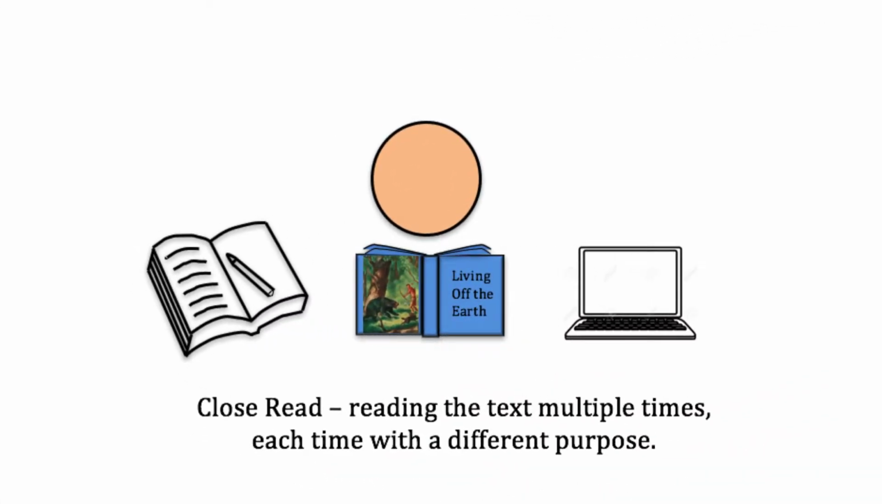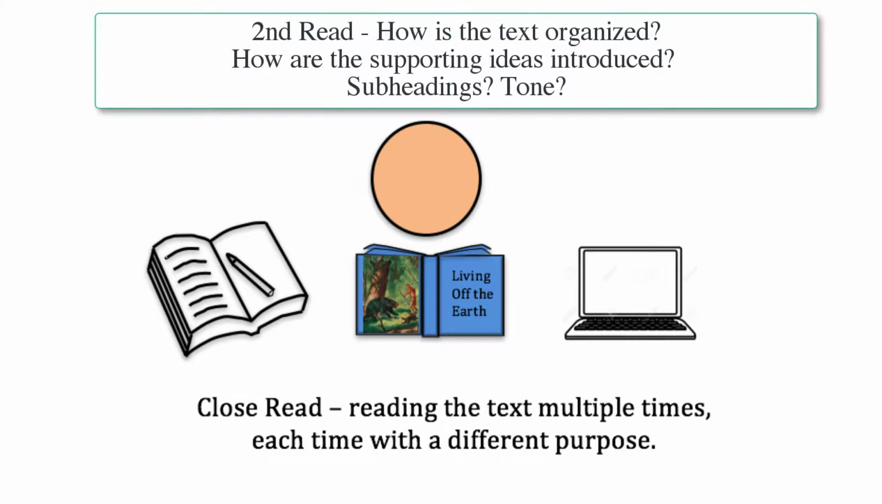Now you'll read the text a second time. The purpose for this read is to clarify the organizational structure used by the author. How are the ideas organized in relation to the central idea? How are the supporting ideas introduced? What's the purpose of the subheadings? What's the tone?